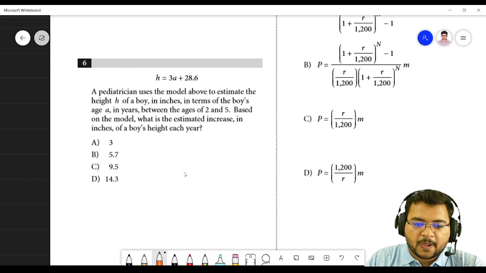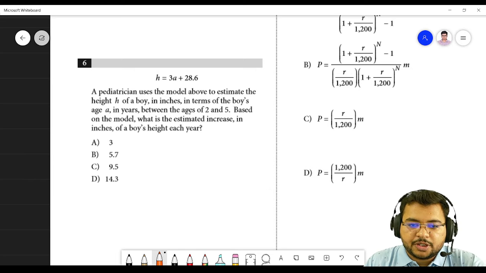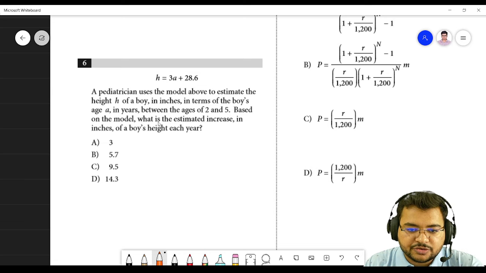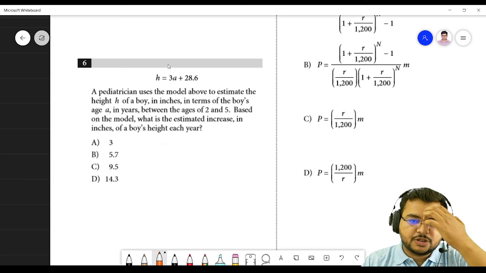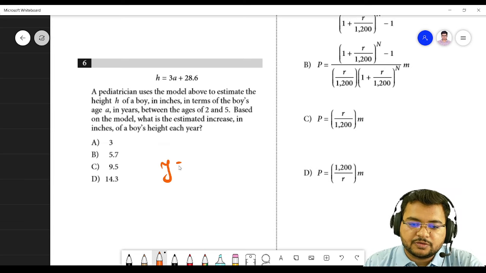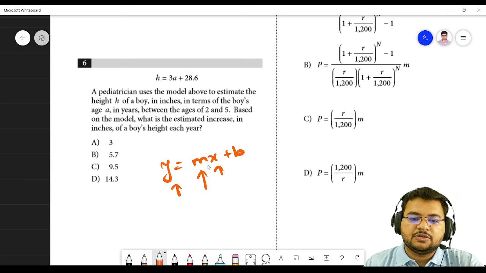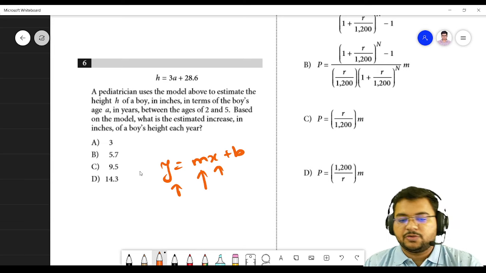Now going further, it is given h equals 3a plus 28.6. Okay, a pediatrician uses the model. Based on the model, what is the estimated increase in inches of body height each year? Okay, so each year what will be the increase? Here it is given y equals mx plus b type of equation, where x is your input and y is your output, and m is the rate of change of y with respect to x. So m will be your answer, that is 3, that is the slope.